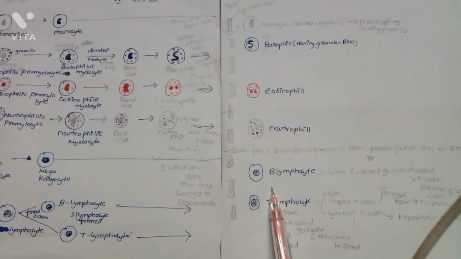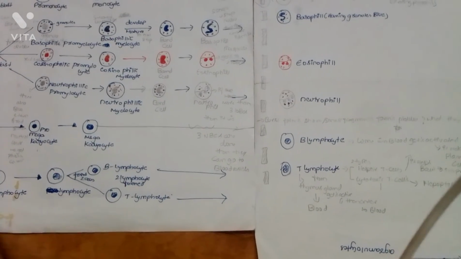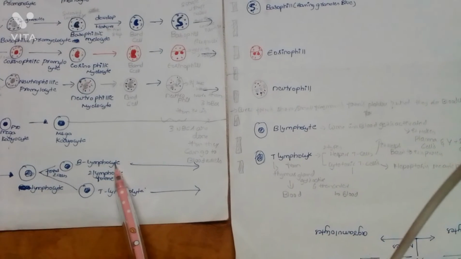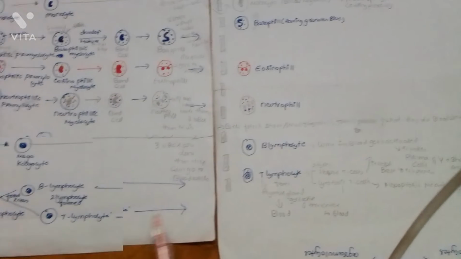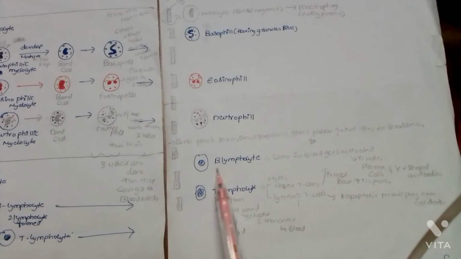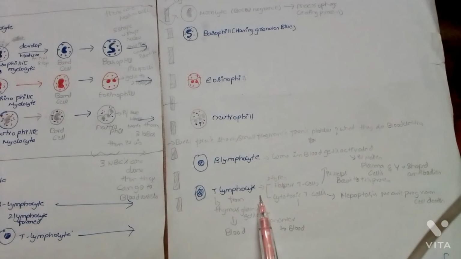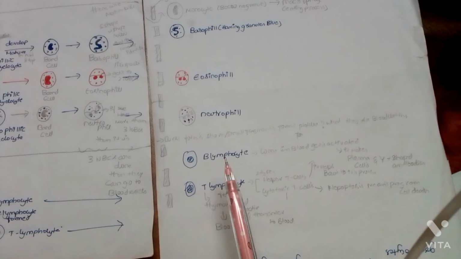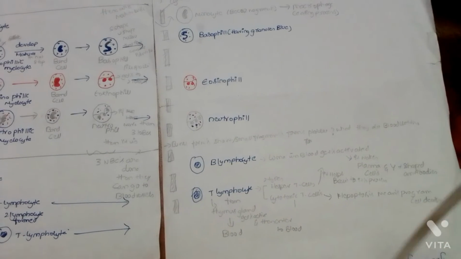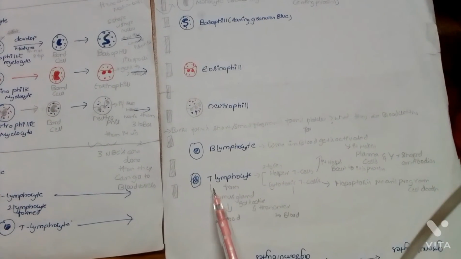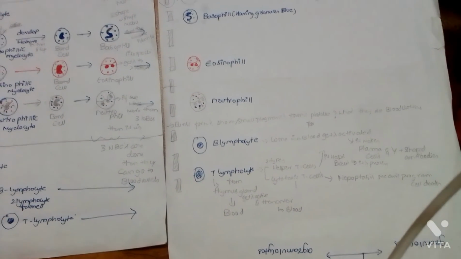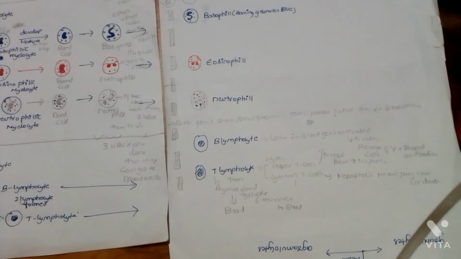And then I told you that from lymphoid stem cell, from lymphocyte, B lymphocyte and T lymphocyte are formed. What does the B lymphocyte do and what does the T lymphocyte do? B lymphocyte comes in the blood and then gets activated in the blood. So what does it make? It makes the plasma cells and Y-shaped antibodies.